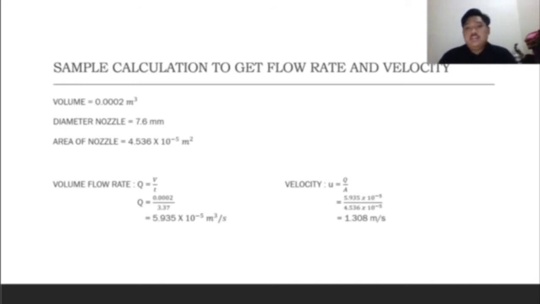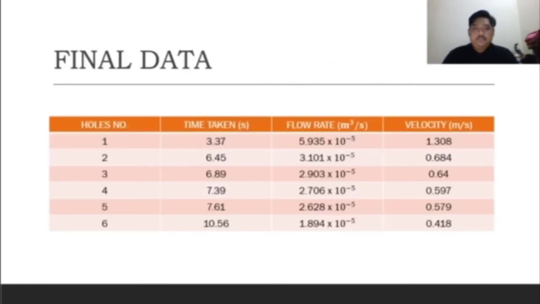Then we calculate the velocity U equal to Q over A. Then U equal to 5.935 times 10 power of -5 divided by 4.536 times 10 power of -5. Then we get the final answer, U equal to 1.308 meter per second. This is the final data for flow rate and velocity for hole 1 until hole 6.